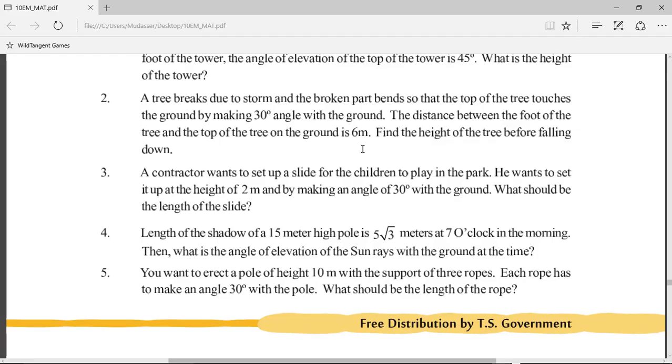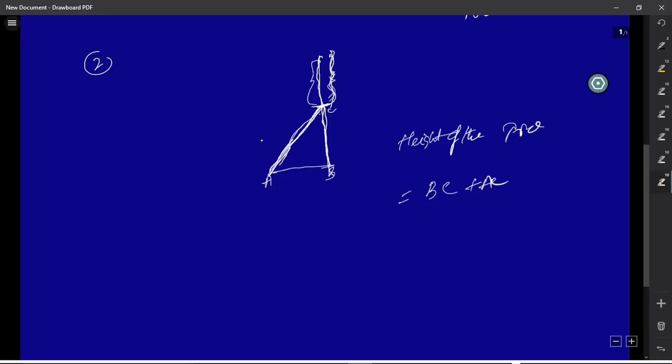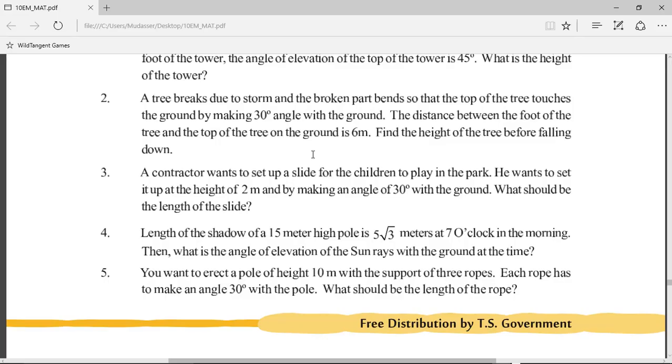Let me write the measurements. It's making angle 30 degrees, so it says that this top of the tree which fell down on the ground is making an angle 30 degrees, and this top of the tree is 6 meters away from the foot of the tree, right? B is my foot of the tree, and A is the top of the tree which fell down on the ground. So this top of the tree is at a distance of 6 meters from the foot of the tree. We'll have to find the height of the tree before it fell down.